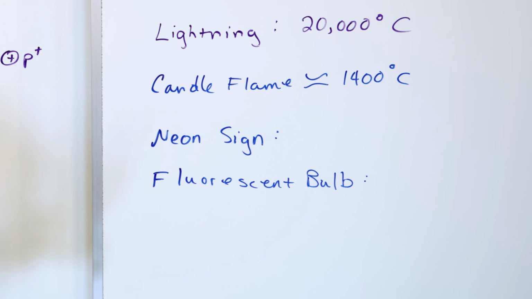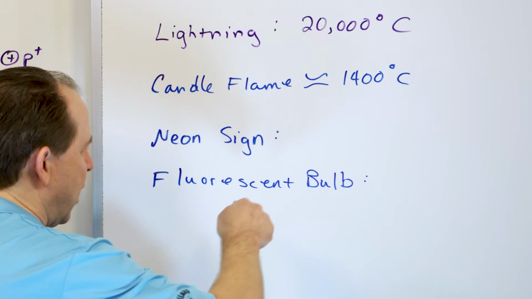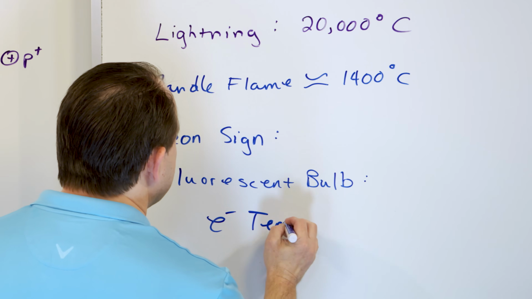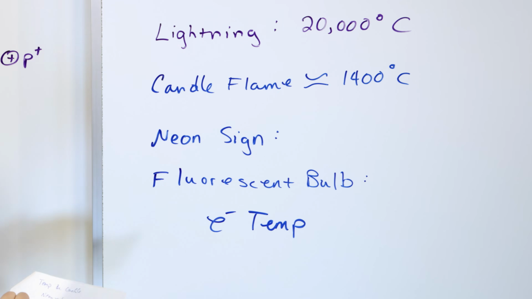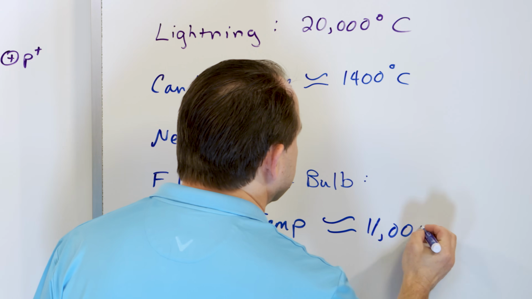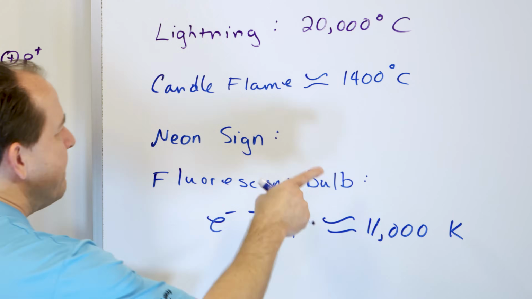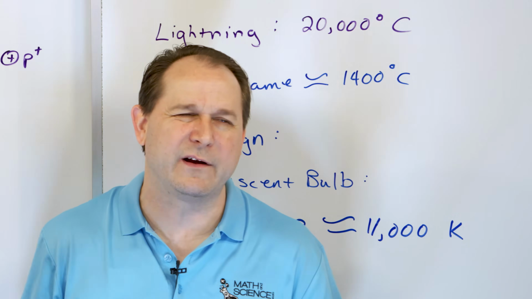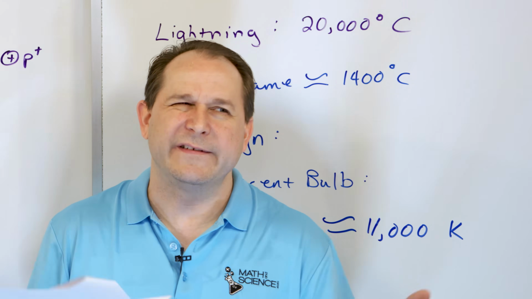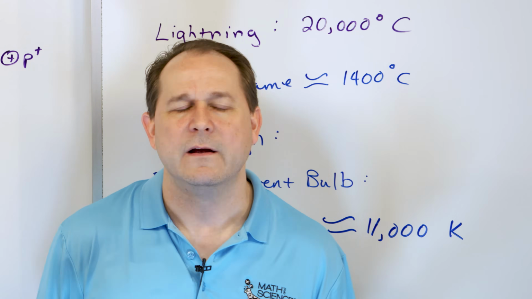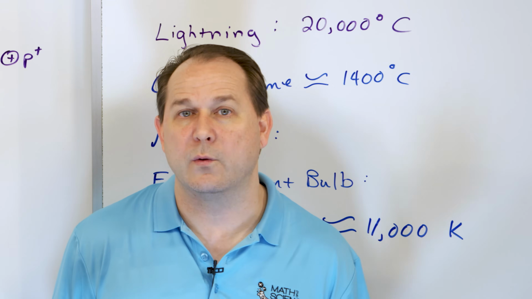But if you look on the inside of our fluorescent bulb and actually do the analysis, the electron temperature of the electrons in the plasma inside of that bulb is on the order of 11,000 Kelvin. Now, I know I mixed units here because I'm talking Celsius and Kelvin, but the difference between Celsius and Kelvin is only about 300 degrees. So when you're talking about numbers this big, they're almost exactly the same thing. So you can call it 11,000 Celsius if you want to.